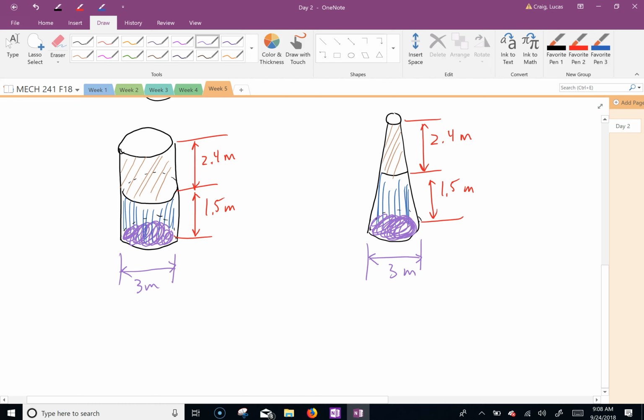Pi r squared or pi d squared over 4. Okay, so that's the area. If we multiply by pressure, then we'll figure out what the force is, right? So what's the pressure? Rho g h plus some top pressure, right? Okay. Is h the same for both? Yeah. So the force is going to be the same for both because it's the same depth, same amount of liquid up top and bottom, and the area is the same.